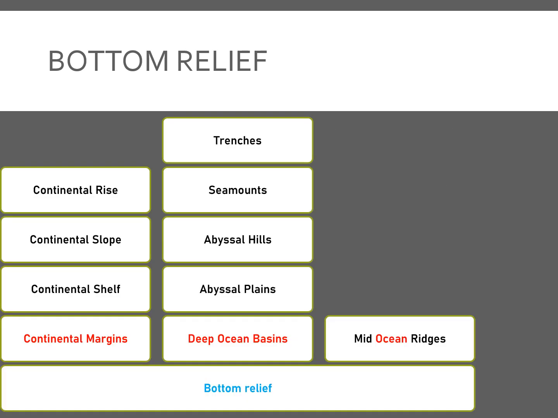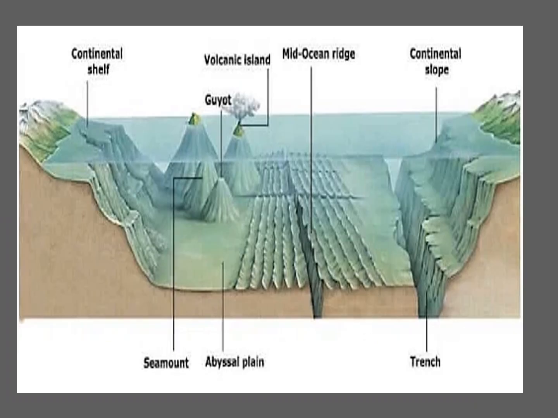In the continental margins, they are called the continental rise, continental slope, and continental shelf. In the deep ocean basin, they are called trenches, seamounts, abyssal plains, abyssal hills, and there are mid-oceanic ridges. These are the bottom relief features present in the ocean floor. This image shows the various reliefs present at the bottom of the ocean floor.